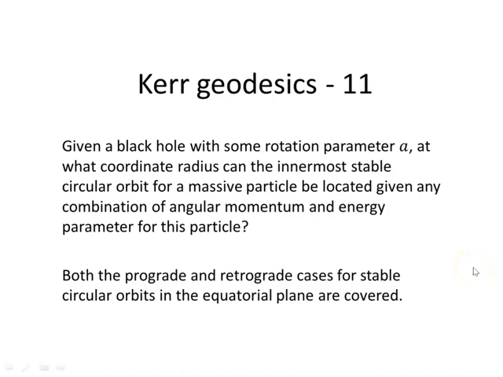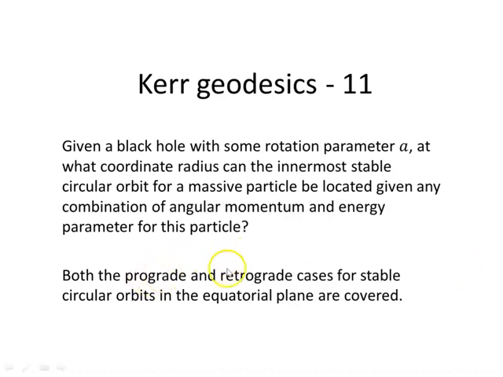Given a black hole with some rotation parameter A, we can ask the question: at what coordinate radius can the innermost stable circular orbit for a massive particle be located, given any particular combination of angular momentum and energy parameter for this particle? Without knowing in advance the angular momentum or the energy parameter of the particle, could we predict where the innermost stable circular orbit occurs for a black hole with a certain mass, capital M, and a certain rotation parameter A?